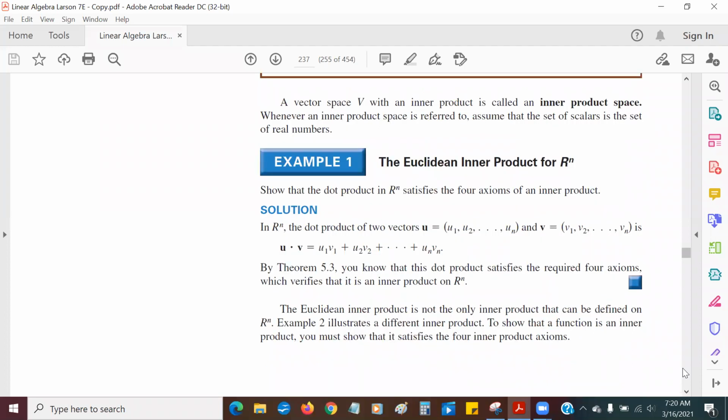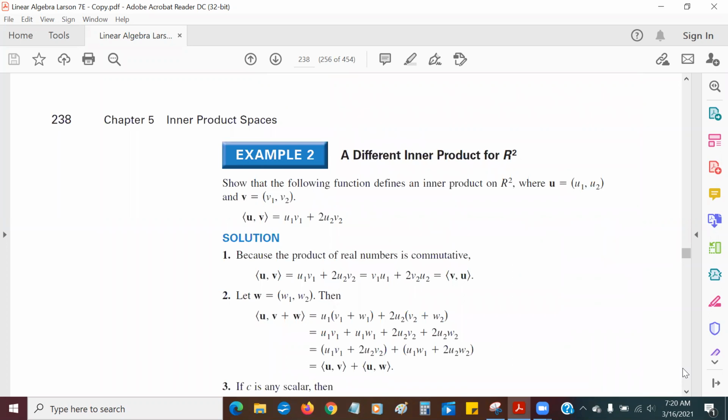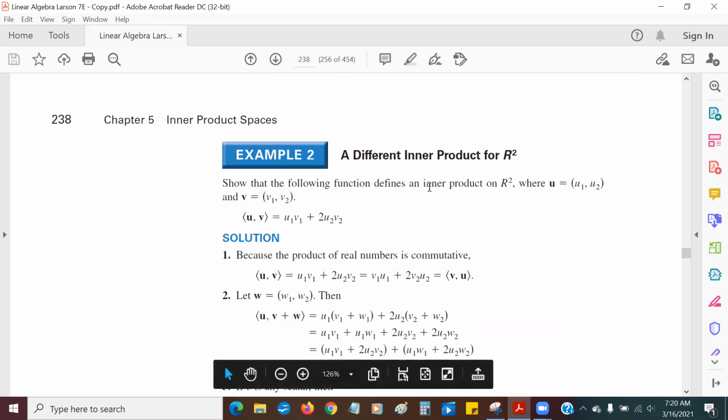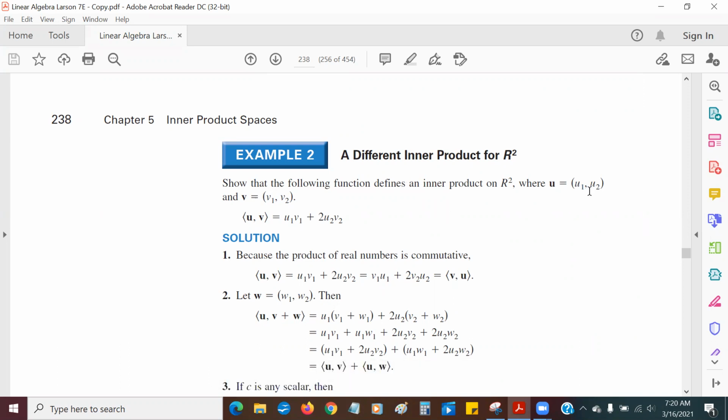Anyway, let's look at some other examples. So here's a different inner product for R2. u is the vector u1, u2, like always, because we're in R2, so it's just two components. v is v1, v2, again just two components. u comma v, instead of being u1 v1 plus u2 v2, is u1 v1 plus 2 u2 v2. So this is a little similar to the dot product, but a little different.